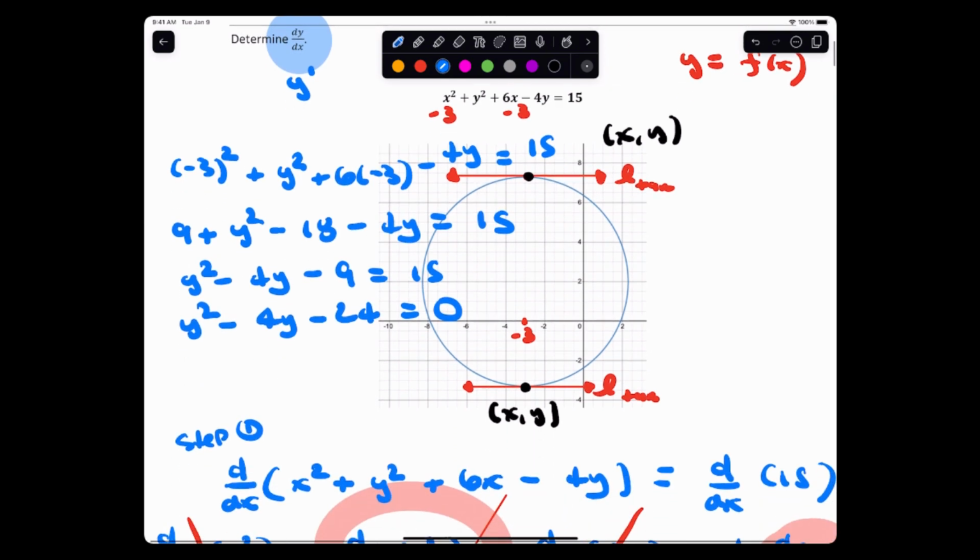Okay, is that true? Is our arithmetic okay? And then I'm going to ask you guys, is that factorable? y squared minus 4y minus 24? Yeah. It is? What's that going to be?